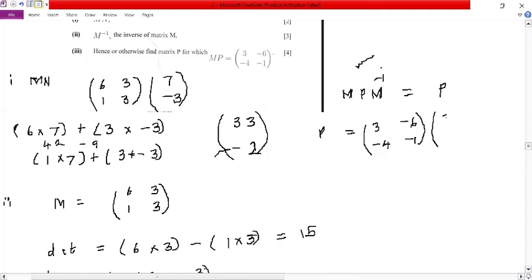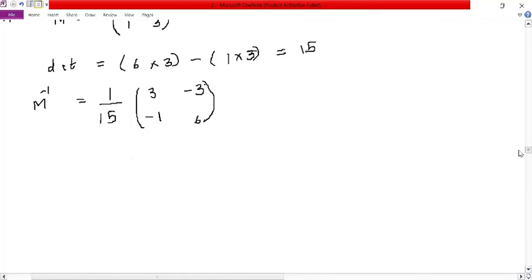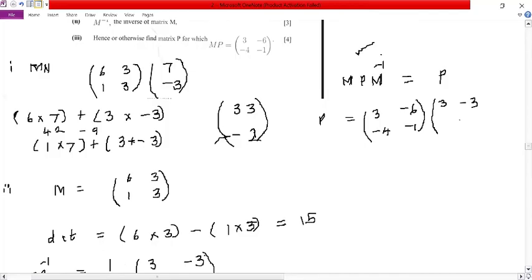Our inverse is 3, minus 3, minus 1, 6, then 1 over 15.